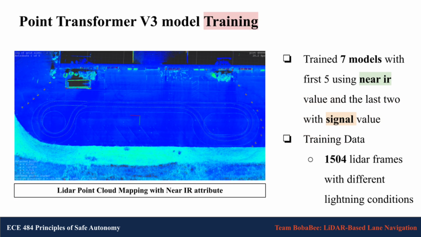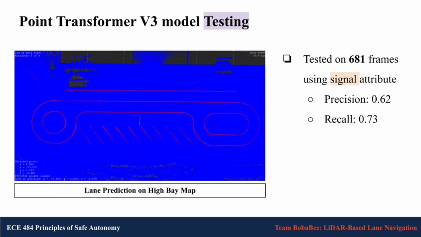For the point transformer model, we trained on 7 different models, where the first 5 are using the near IR attribute from the Ouster LiDAR, and the last 2 are using the signal value. As for the training data, we trained on 1500 LiDAR frames, which consist of different lighting conditions. As for the testing on the model, we tested on 681 frames using the signal attribute model, and we obtained a precision of 0.62 and a recall of 0.73.